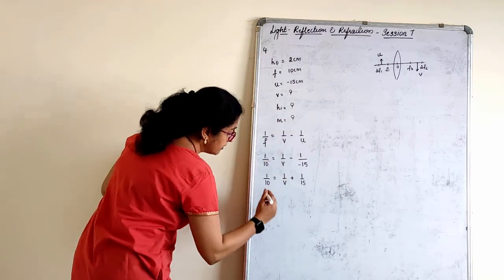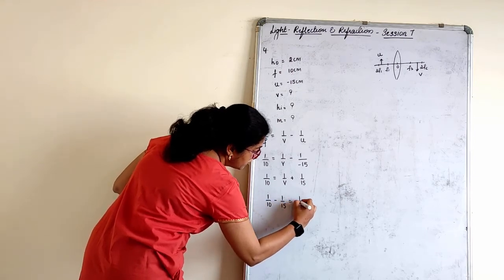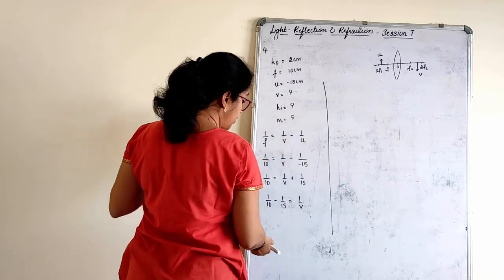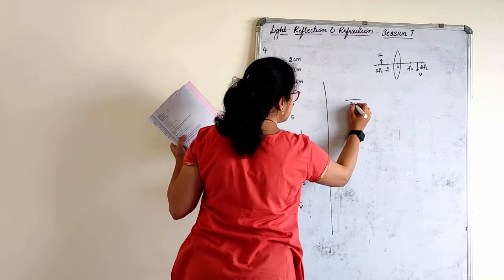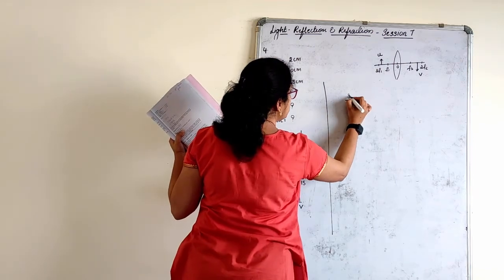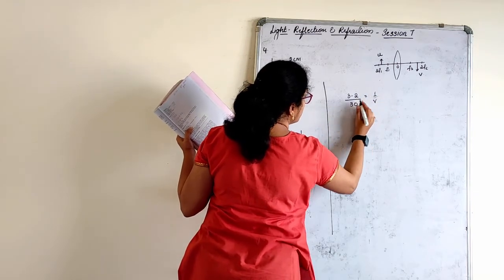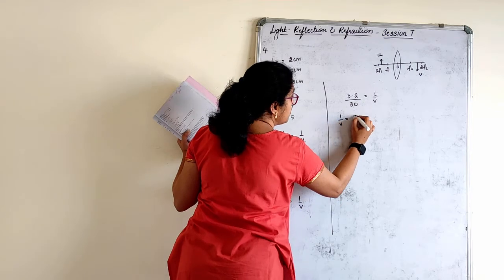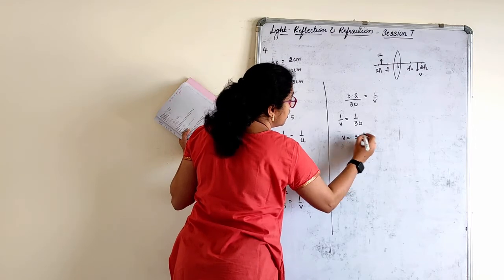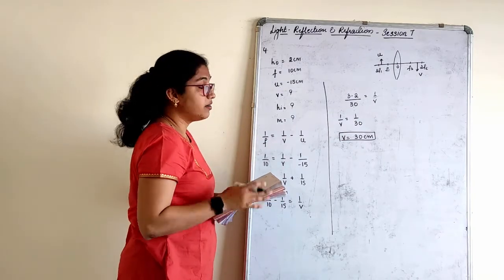Okay, shift 15 this side. 1 by 10 minus 1 by 15 is equal to 1 by V. This is same as the previous what we had got. 15 and 10 LCM is 30. So 10 3s are 30, 15 2s are 30. So this is 3 minus 2 is equal to 1 by V. So 1 by V is equal to 1 by 30. V is equal to 30 centimeter. V should be positive or negative? Positive, because it is to the other side. Done. We are done with V.